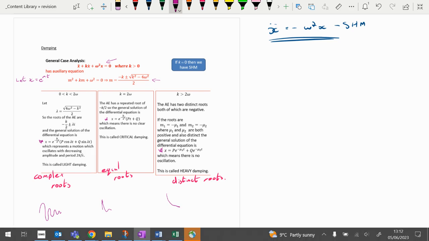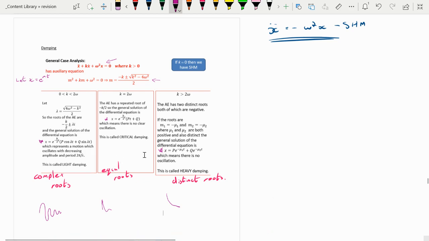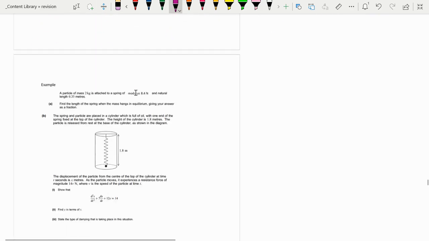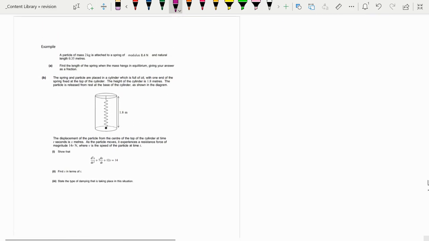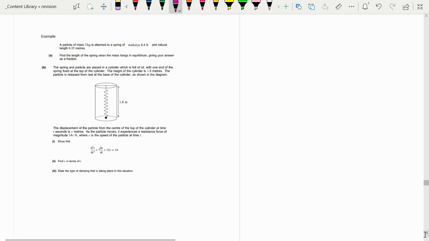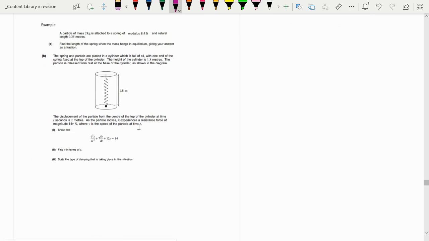So the key bits are still going to stay the same: what's my equilibrium position? Then let's apply Newton's second law, and we're going to end up with a second order differential equation like the one at the top. Then we're going to find its general solution like we normally would. Sometimes we get asked what kind of damping it is, and at that point we have to realize which one it is. So we've seen this question before, but it's a really good question because it applies everything that we need to be able to do. So the first part, A.